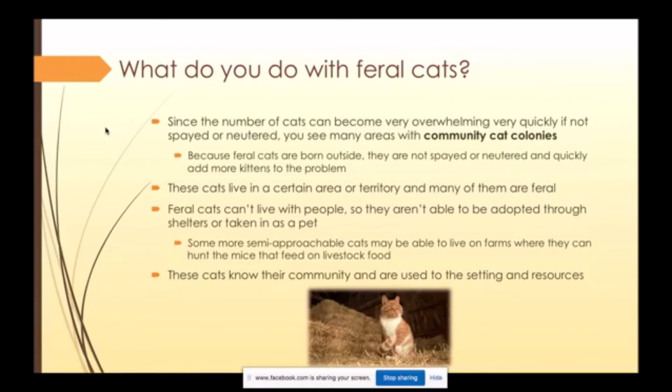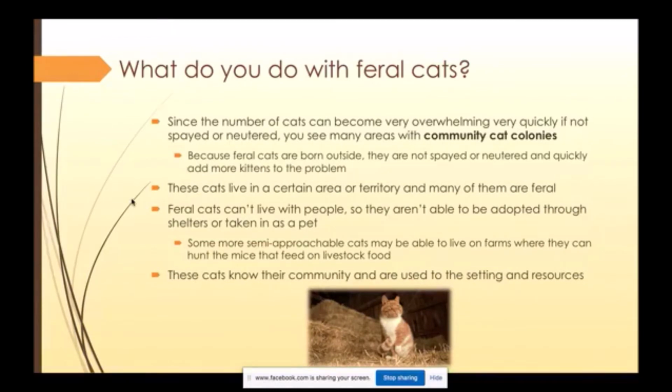So feral cats really have to live outside, whereas pet cats, they don't need to live outside. They are domesticated animals and are happier indoors, whereas feral cats don't want anything to do with people. So it limits their options as to where they can go. And they're kind of used to that area and their territory, right? So they know the setting and those resources.